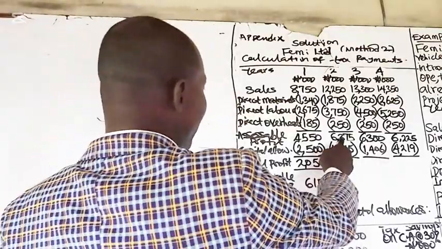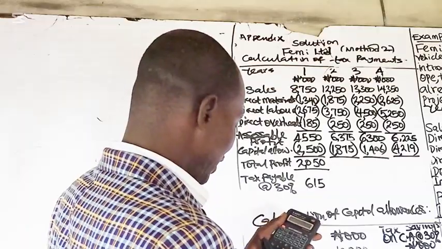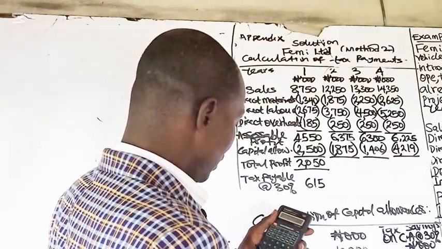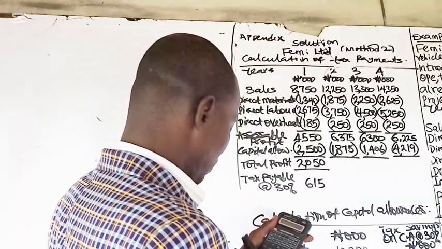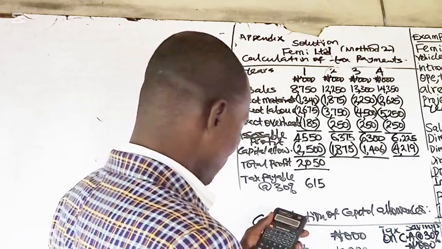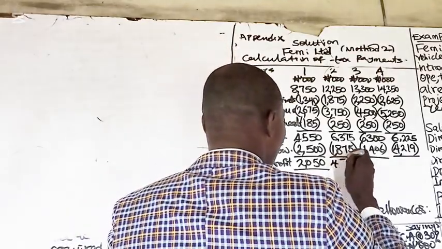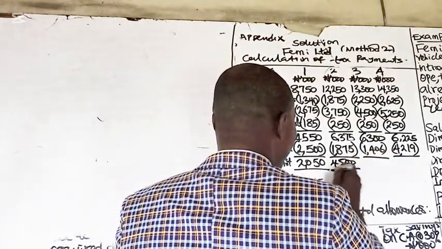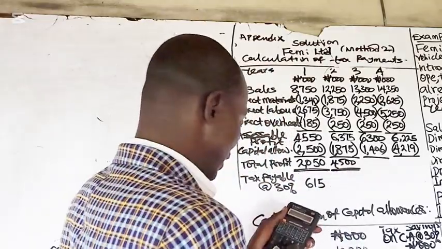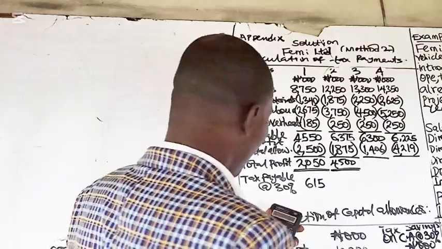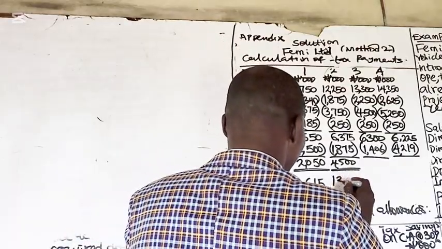Then year 2, 6,375. 6,375 minus 1,875. That gives us 4,500. Then tax at 30%. 30% of 4,500 will be 1,350.